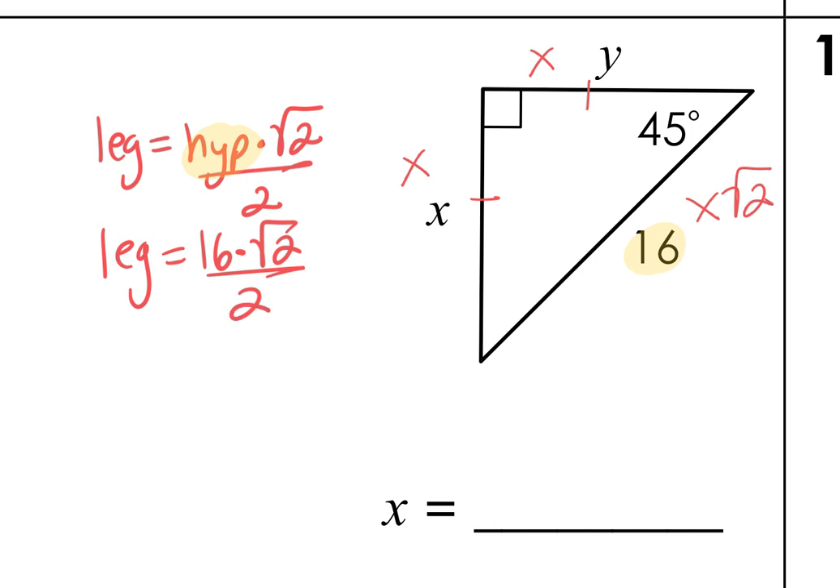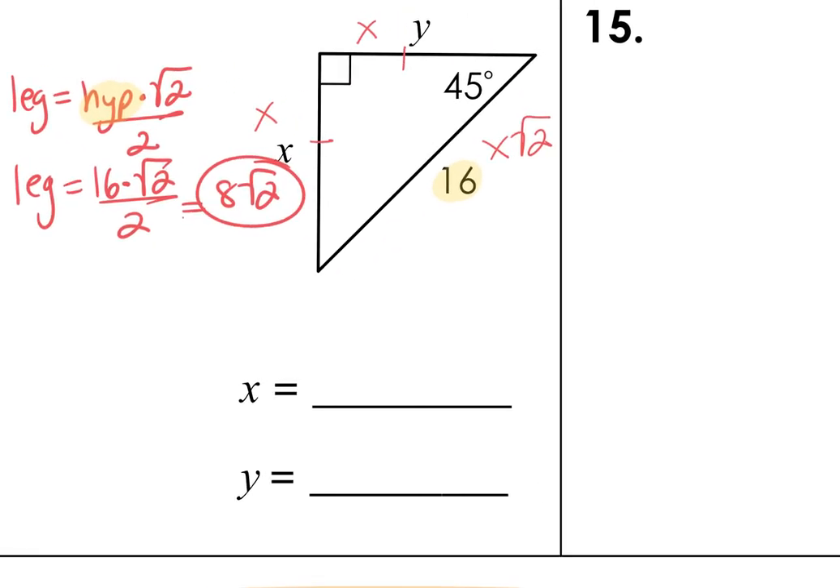Can we divide 16 by 2? So we're going to do that. And now my leg is 8 square root of 2. Well, we already know this is an isosceles triangle. My legs have to be congruent. So if one leg is 8 square root of 2, well, the other leg is 8 square root of 2. That's it.